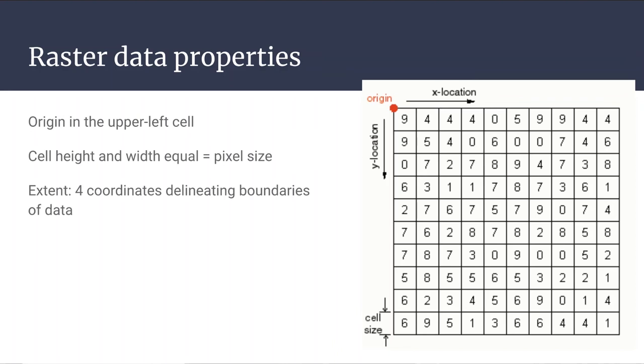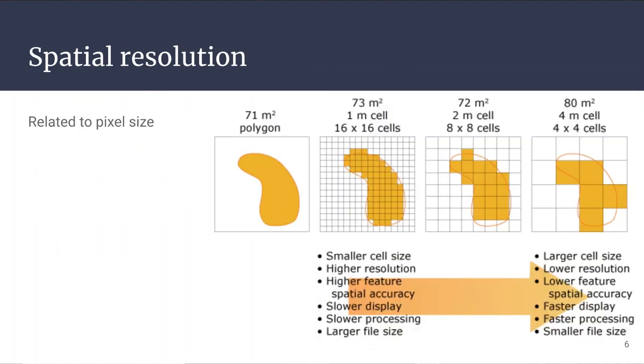Going back to cell height and width, we often talk about cell size or pixel size. We just refer to one of those values. So if the X distance of a cell is 30 and the Y distance is 30, we usually refer to that pixel or cell as being a 30-meter resolution cell. The data set overall is referred to as a 30-meter resolution data set. So that gets us to the topic of spatial resolution.